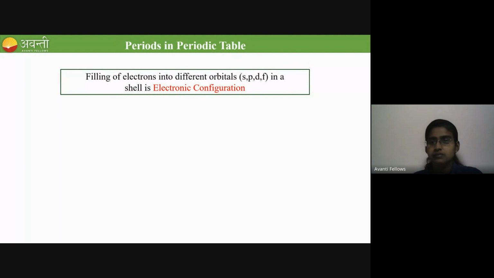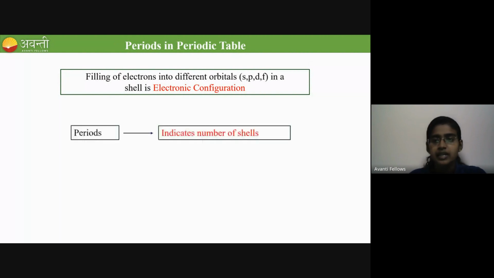Sorry. Fine. So the periods indicate the number of shells. We have 7 periods and we have 7 shells. The first period is the filling of the lowest level, K. So the first shell is the K shell, and the K shell contains the 1s orbital.